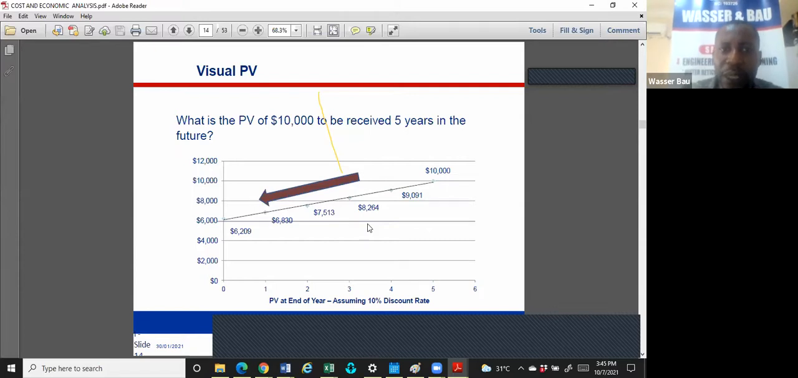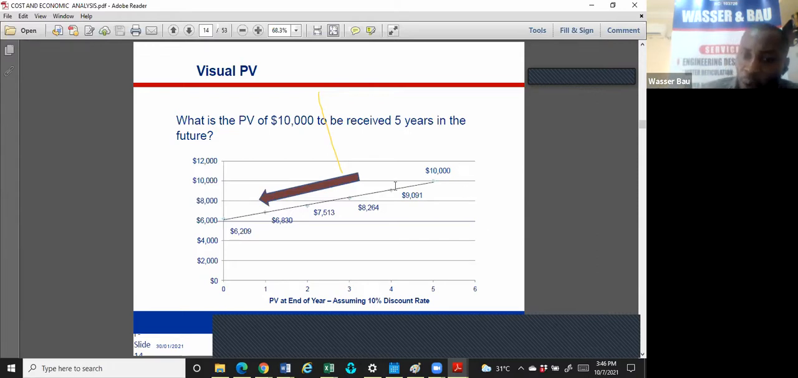Present value. He said, what is the present value of 10,000 naira to be received 5 years in the future? In other words, what is the future value of 10,000? And we found out from our calculation that it is about 6,200. So what does it mean? It means that 6,200 today is going to be worth 10,000 in 5 years if the interest rate is 10%.